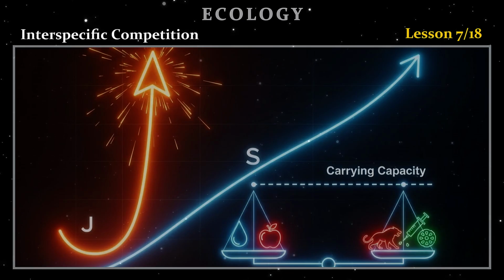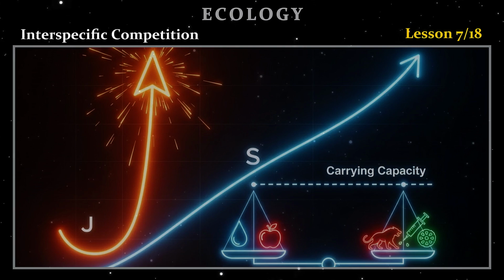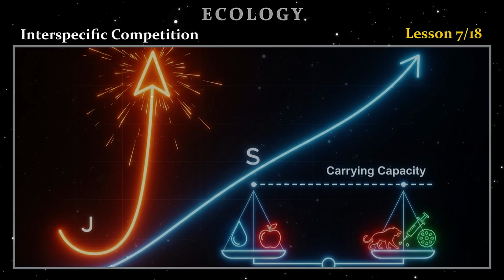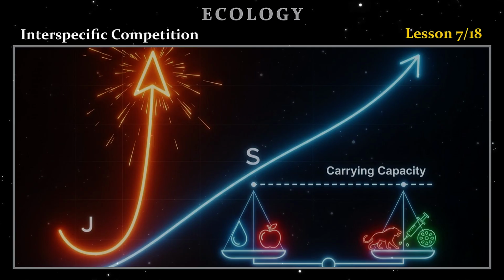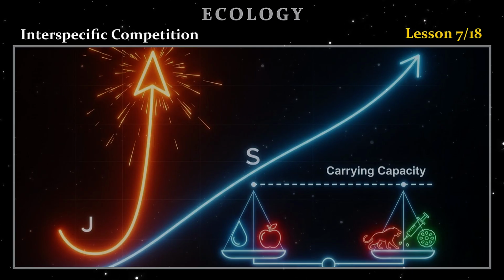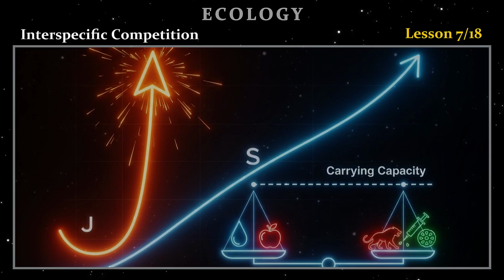Competition is another density-dependent factor. The more deer there are in a forest, the less grass there is for each deer. These factors act like a thermostat. When the population gets too high, they kick in to cool it down. They push the population back toward the carrying capacity.